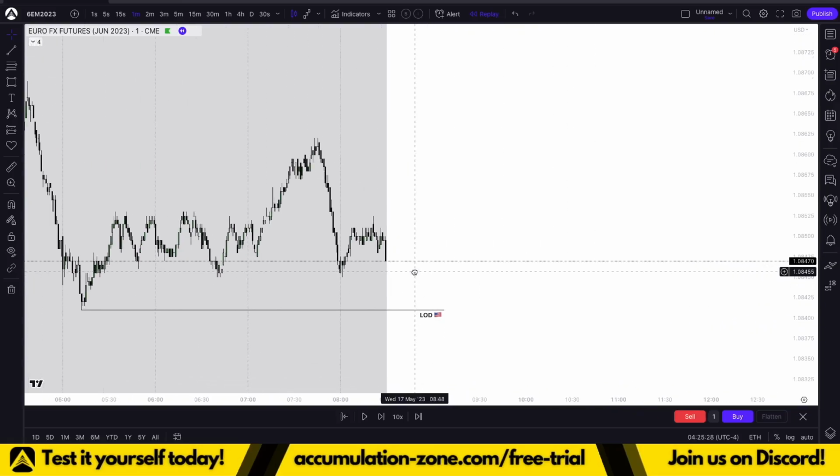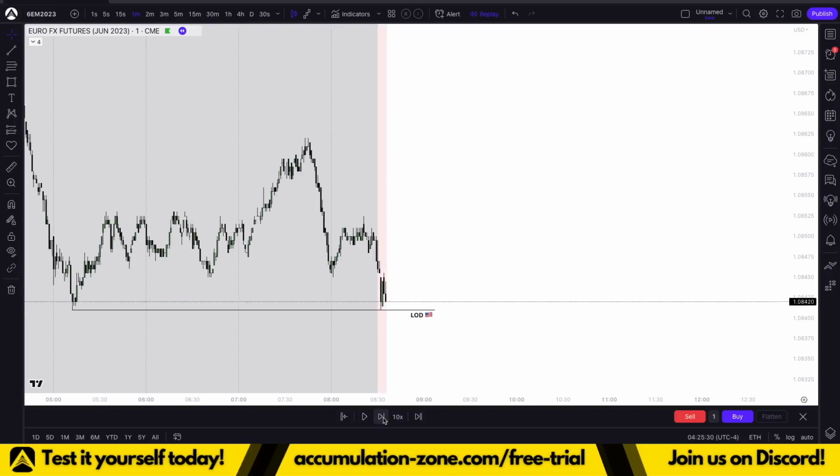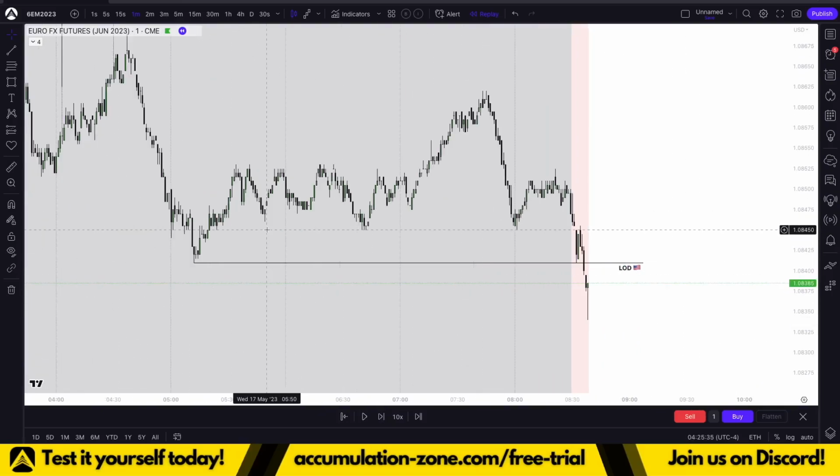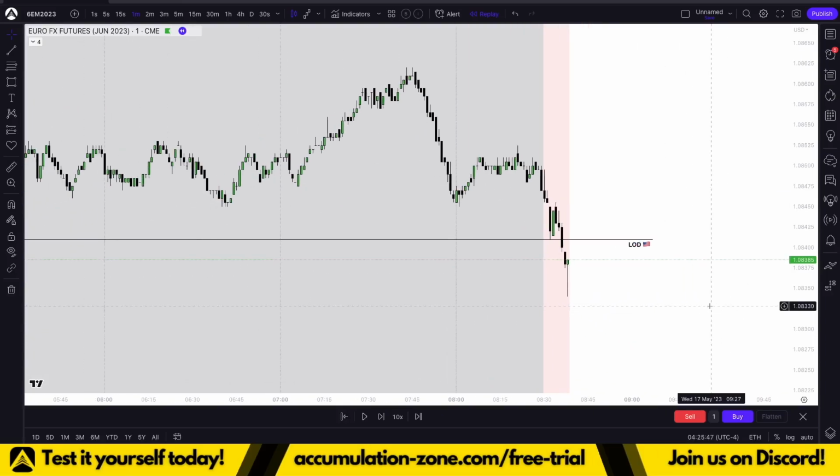Okay, so we have our low of the day. We broke that low of the day. This would have been a simple silver bullet setup. Fair value gap right here. Filled, rejected. Obvious entry, return into the low of the day.